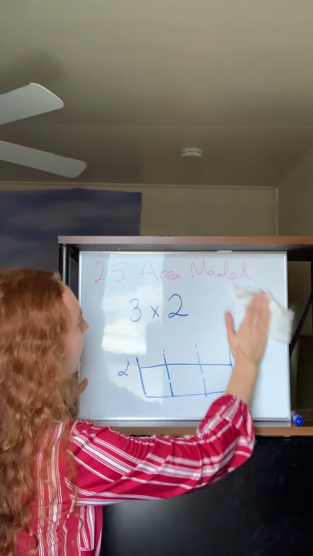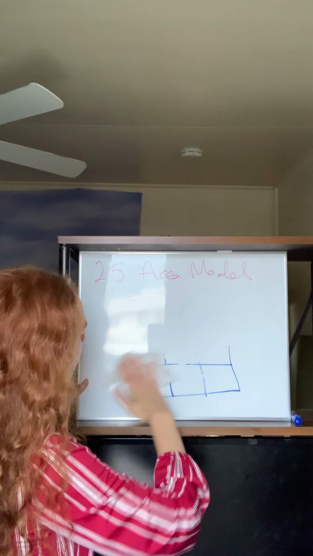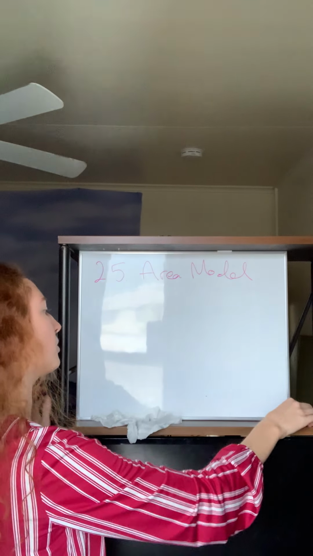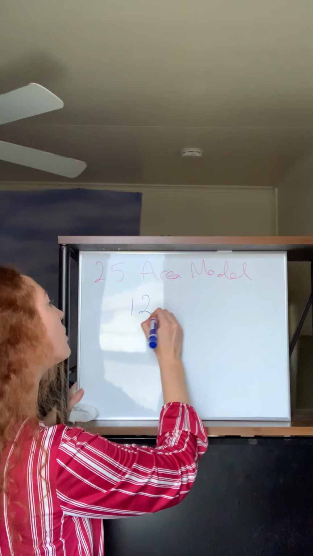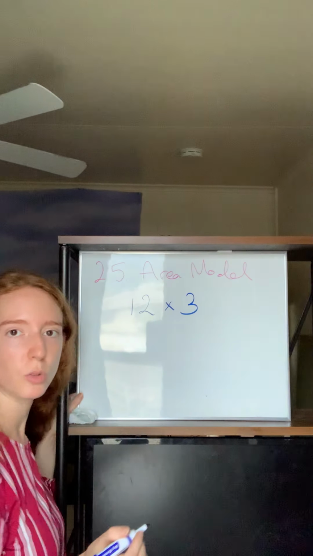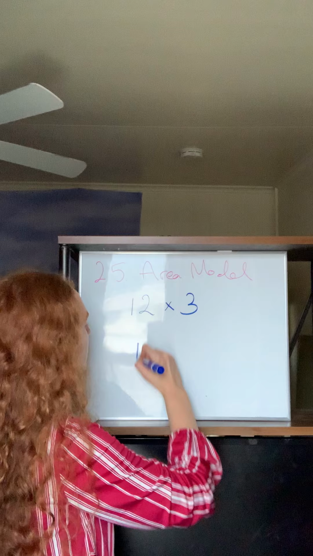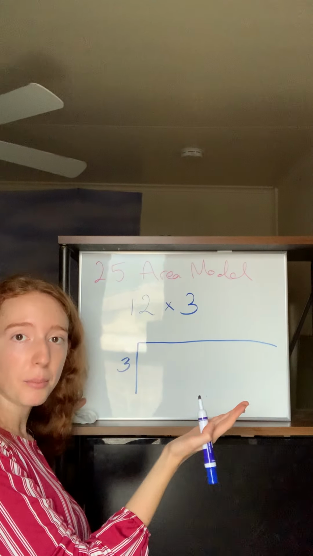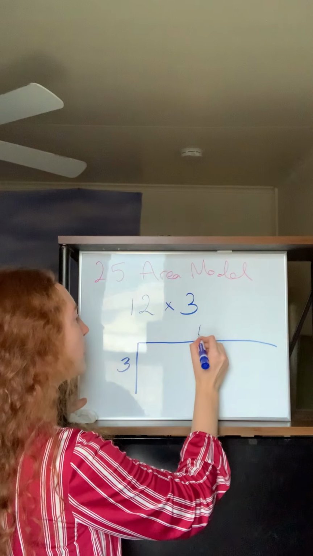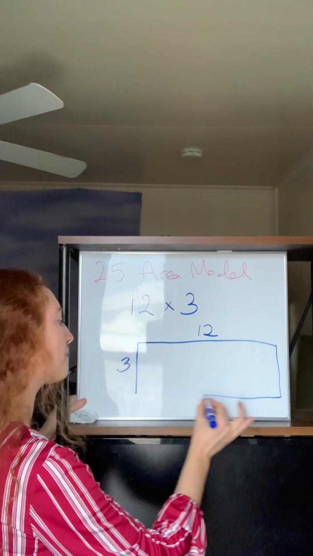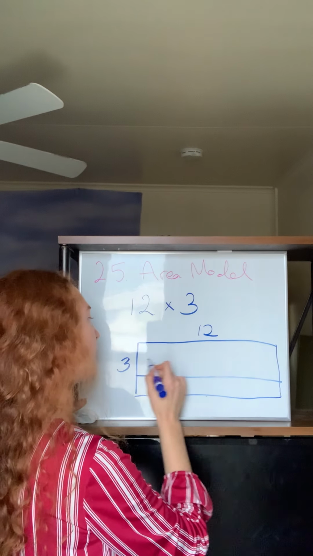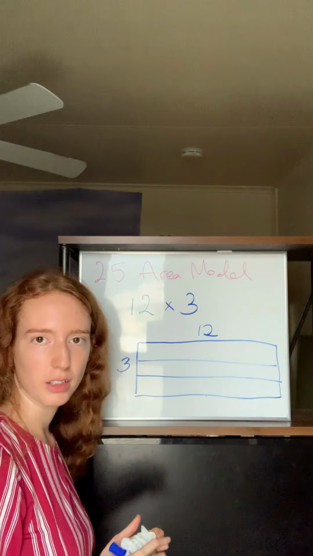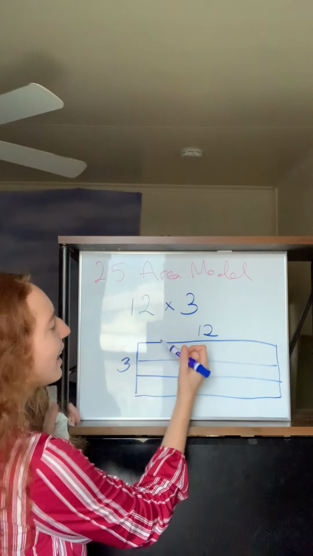So let's do this with a number like 12 times 3. So something that's 3 this way and 12 this way. I could have drawn 12 this way and 3 that way. It doesn't matter, but I'm doing this just because of the shape of my board. All right, so this is 12. And I'll remind myself and break this into 3. So now 1, 2, 3. Each one represents 1.